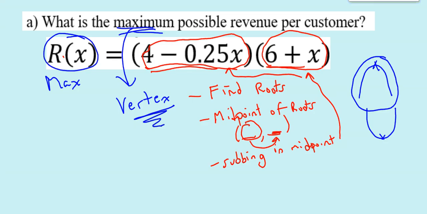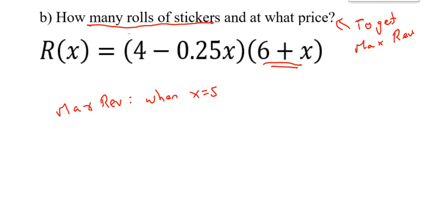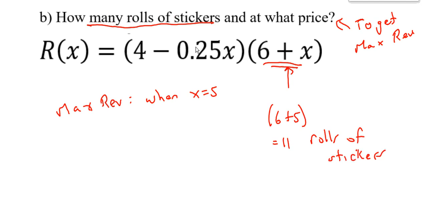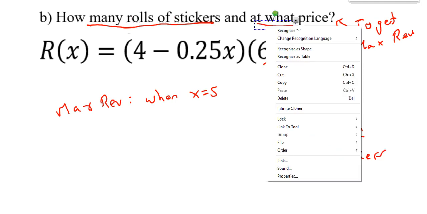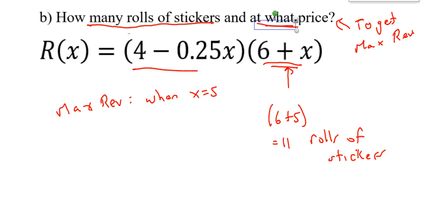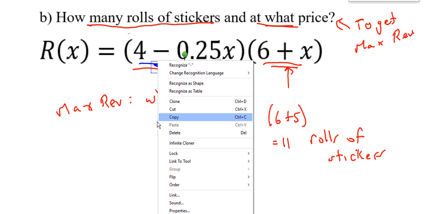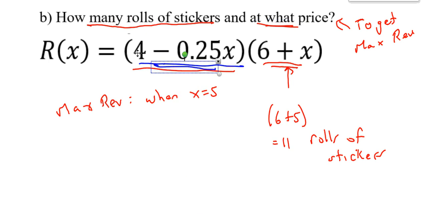So where were we? We were here. So when x equals 5, the number of stickers is 6 plus 5 is 11. So 11 rolls of stickers is what gives us the maximum revenue. And then at what price? So this bracket is the one that represents the price of the stickers. And again, originally it was $4 per sticker.